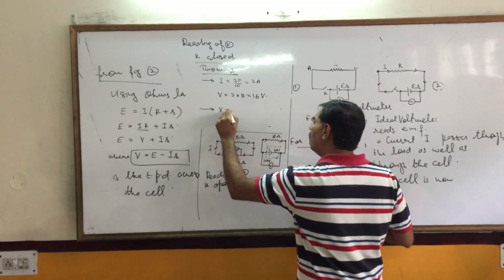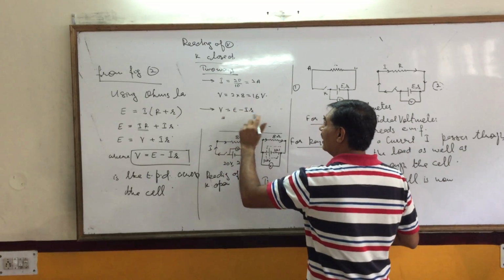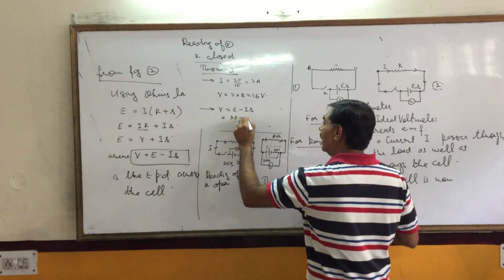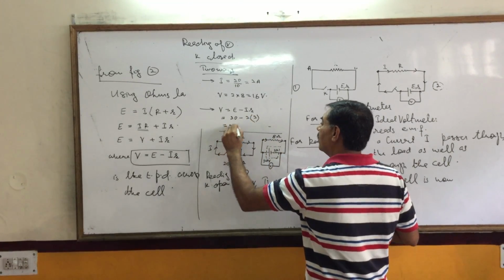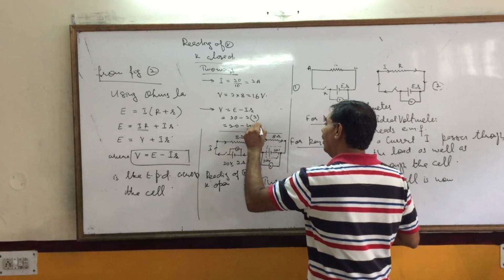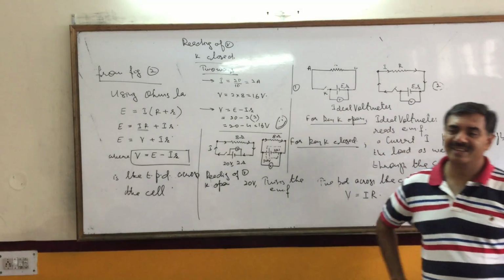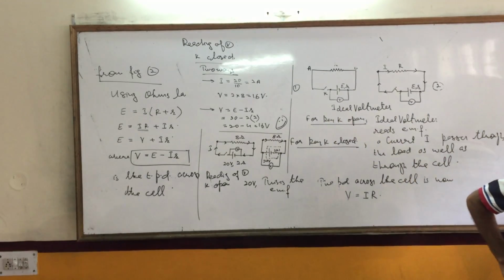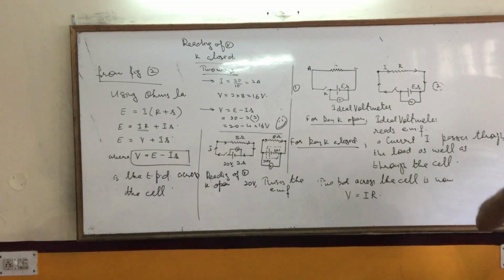दूसरा तरीका, V is E minus I into R. E कितना है? 20. I कितना है? I is 2. R is 2. 20 minus 4 equal to 16. अब समझ आई बात? It means 4 वोल्ट ड्रॉप हो गया सेल के क्रॉस.